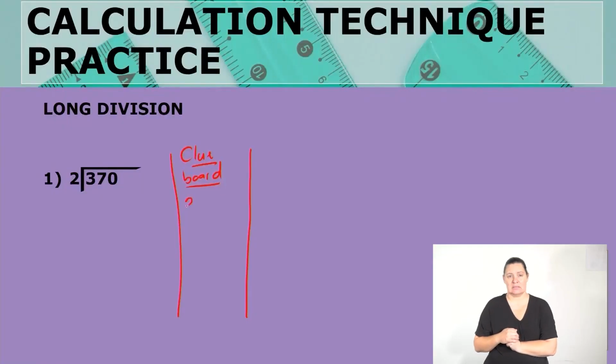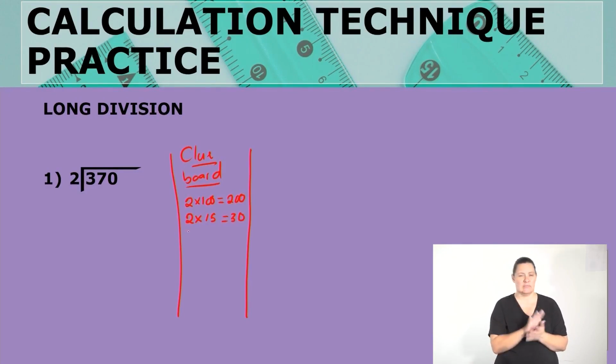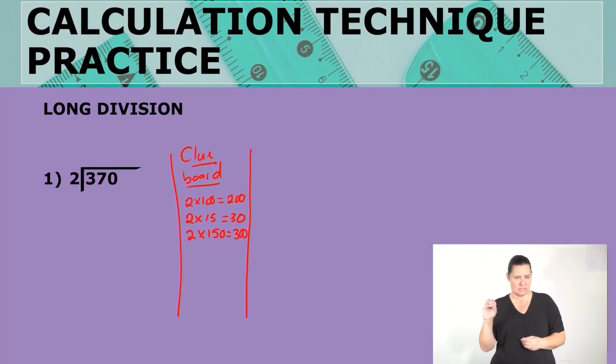Now, when you think about it, let's start off big. So 2 multiplied by 100 is 200. So 200 is not enough, so we have to go bigger. So when I think of 2 multiplied by 15, we know that gives us 30. So 2 multiplied by 150 is going to give us 300. Can we see that we are close to that 370? But I think we can still take it bigger.